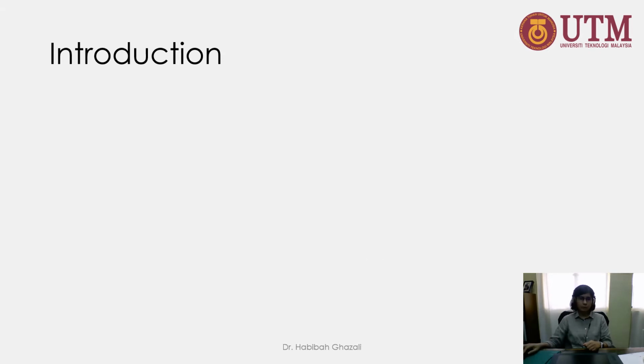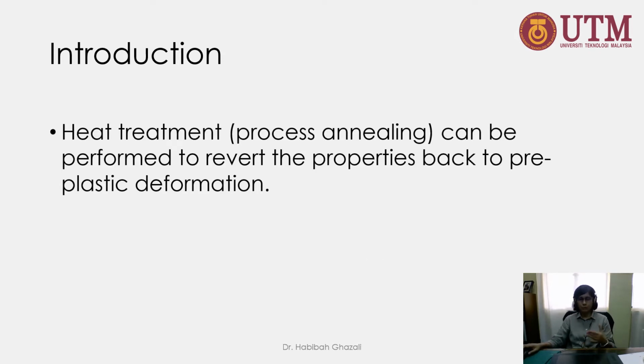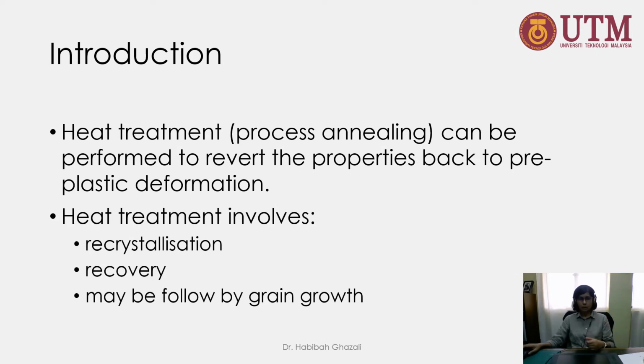So a heat treatment process that we call process annealing can be performed to revert the properties back to its pre-plastic deformation state. Why we want to return it back to its pre-plastic deformation is because, for one example, we want it to be more ductile.